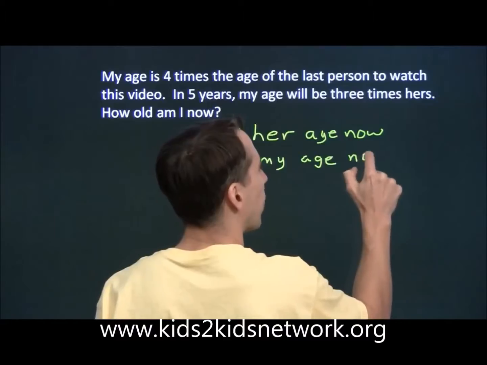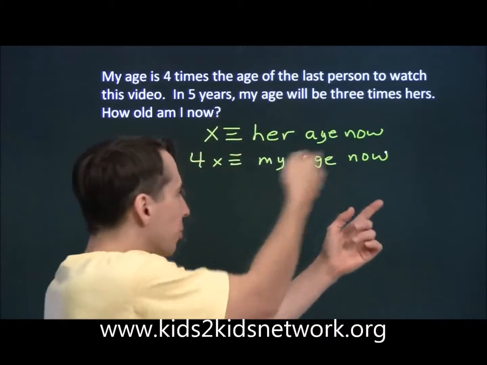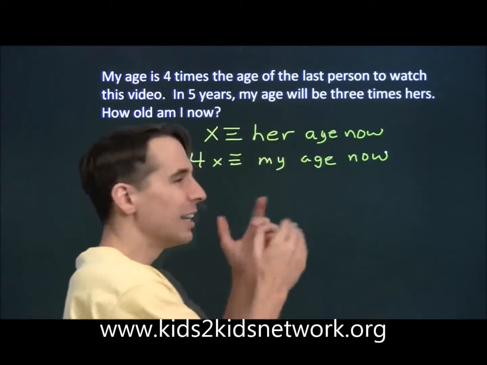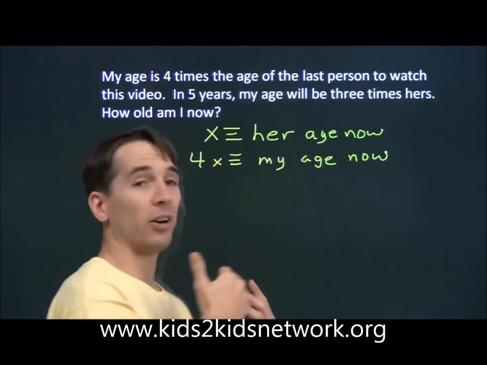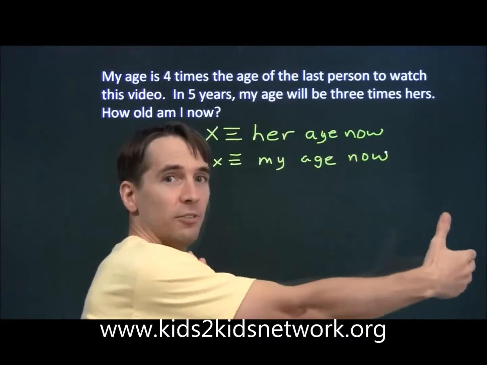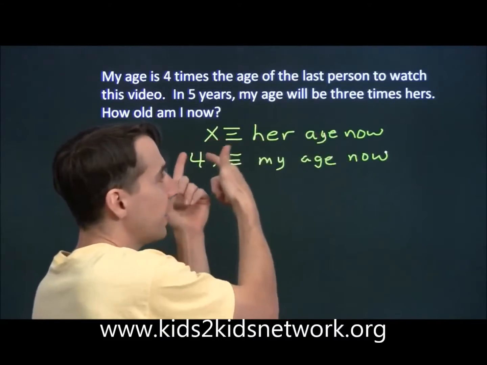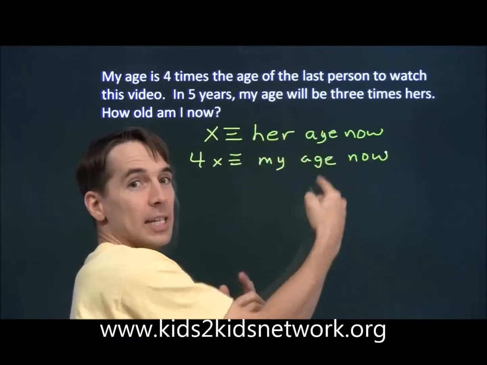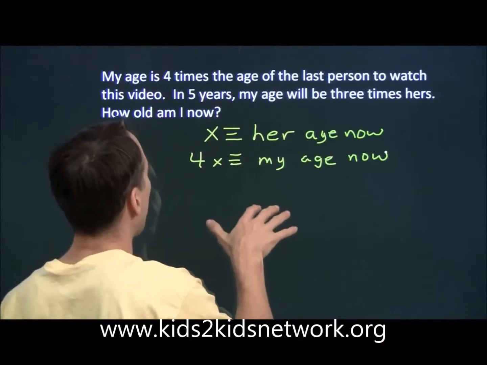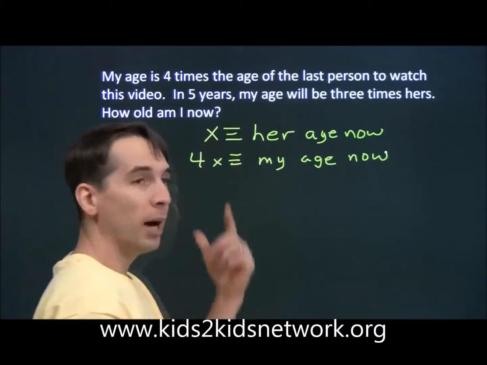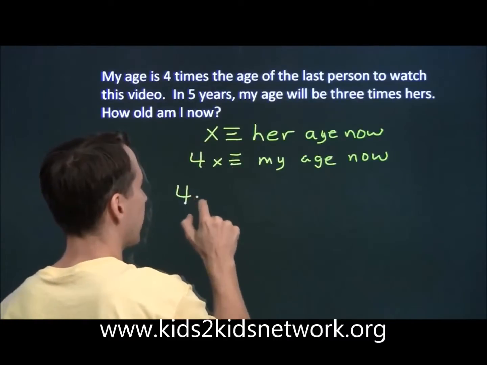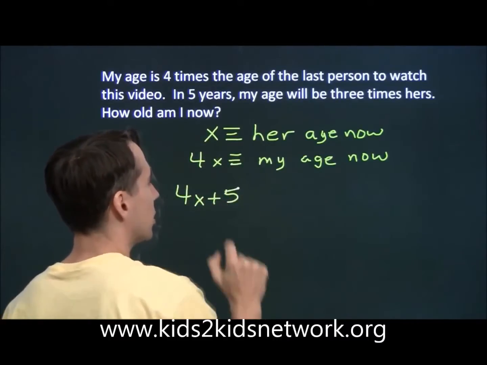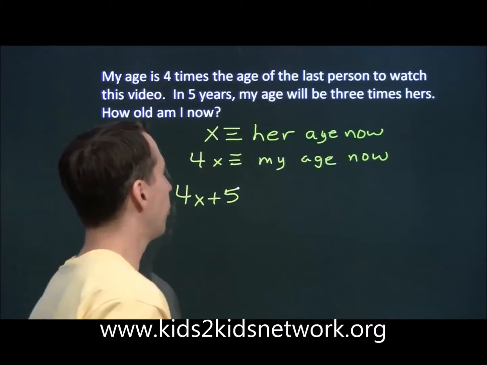Now notice that I'm writing the "now" in here with my definition of the variable. The "now" is very important because we're going to talk about our ages now and our ages in 5 years. And we want to be clear that the variable stands for her age now. So now let's try to set up an equation. In 5 years, my age is going to be 4x plus 5, because I'll just be 5 years older than 4x.